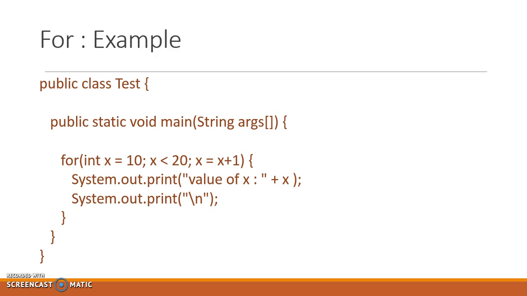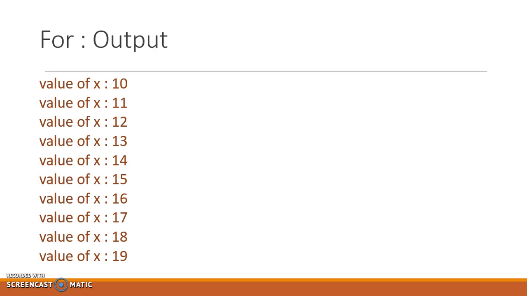First we write the class, then inside the class we write the main function, inside which we have written the for loop. Here x equal to 10 is the initialization, x less than 20 is the condition to exit, x is equal to x plus 1 is the increment or decrement area. Inside the loop we have printed the value of x. If you look at the output of the program, it starts from x equal to 10 and it ends when x equal to 19. So the output goes from 10 to 19.